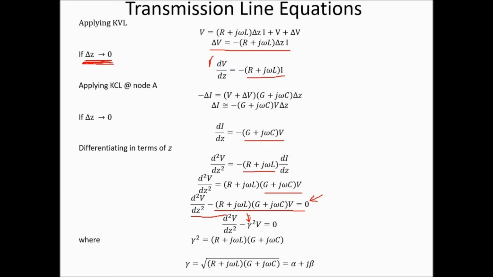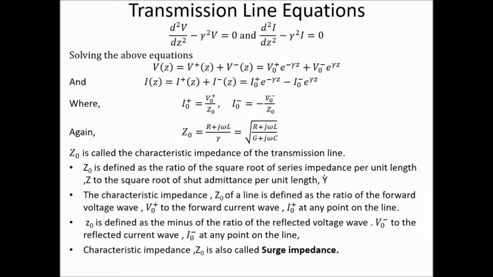If we assume that R plus j omega L times G plus j omega C equal to gamma square, then this is very similar to the wave equation that we obtained for dielectric medium and good conductor. And we define gamma the same as we did before. So this is called the propagation constant, and it has two parts, alpha and beta. Alpha is the attenuation constant, beta is the phase constant.